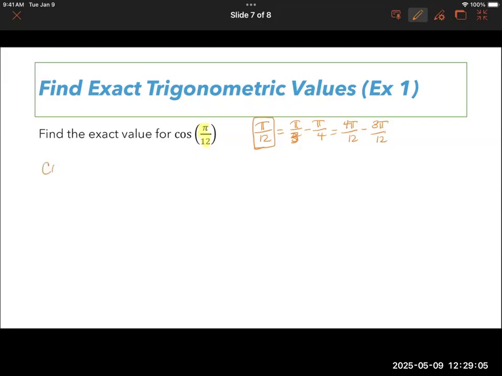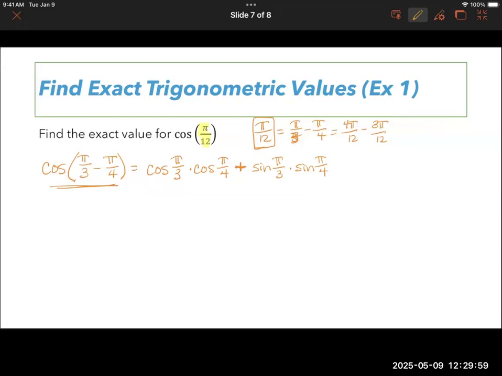Okay, so I can rewrite this cosine of pi over 12 as the cosine of pi over 3 minus pi over 4. And then I can go to my sum and difference identities, and I can use that to rewrite this. So for the cosine of a difference, I have the cosine of the first angle times the cosine of the second angle. And then I'm adding the sine of the first angle times the sine of the second angle.